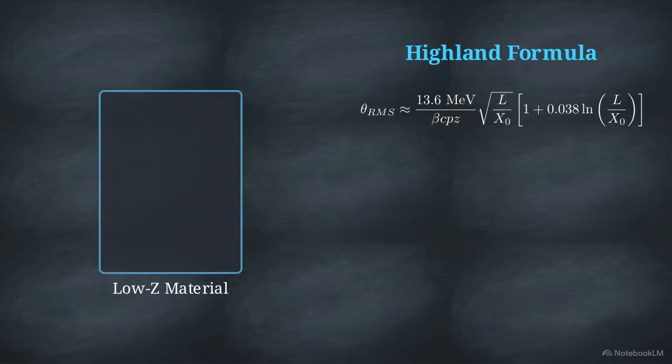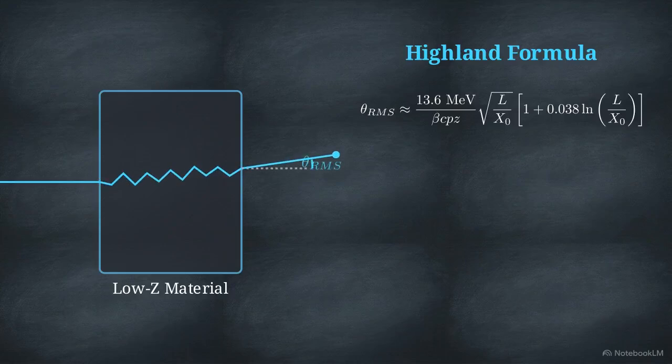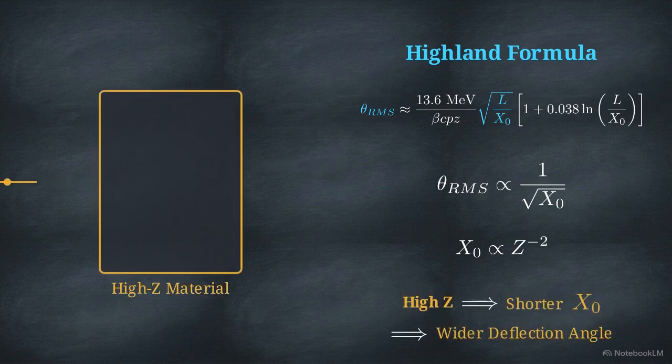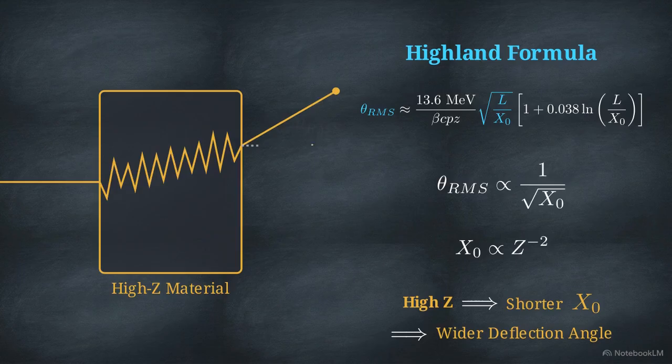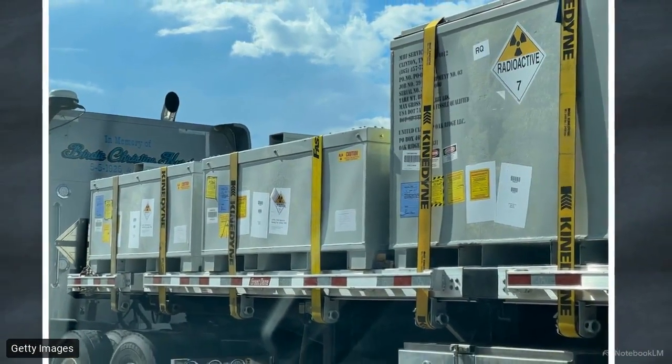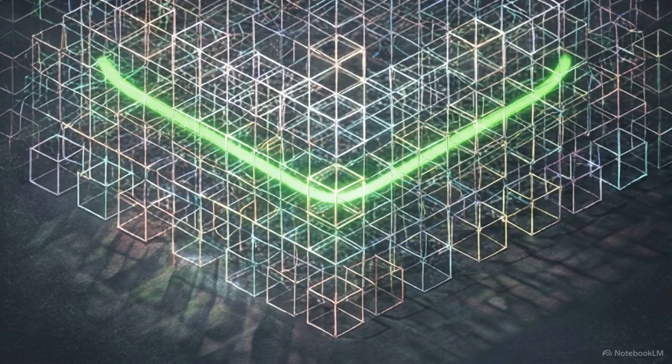This schematic illustrates the mechanics of the Highland formula. When a muon traverses a material, it undergoes multiple Coulomb scattering. The root mean square scattering angle is inversely proportional to the square root of the material's radiation length. Materials with a high atomic number, or high Z, have shorter radiation lengths, which forces the muons to deflect at wider angles. This physical correlation makes muons uniquely sensitive to heavy elements like uranium, but their effectiveness in the field depends entirely on the precision of the trajectory reconstruction algorithm used to map the scattering events.